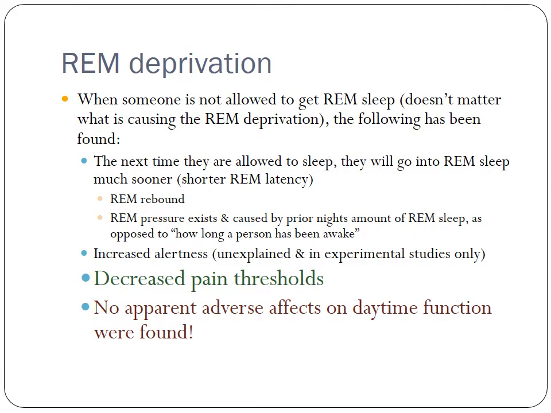So REM sleep deprivation, this is when someone is not allowed to get REM sleep. It doesn't matter what is causing the REM deprivation, but the following has been found when people are deprived of REM sleep. The next time they are allowed to sleep, they will go into REM sooner, and they will have a shorter REM latency. We actually call this REM rebound. That's when someone needs REM sleep, and so when they get a chance to go to sleep, they go into REM as soon as they can.